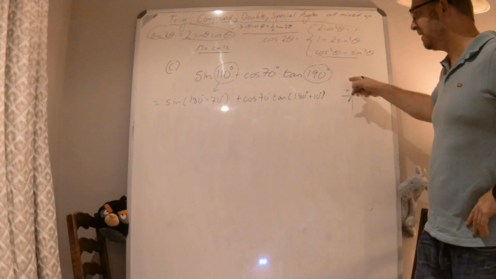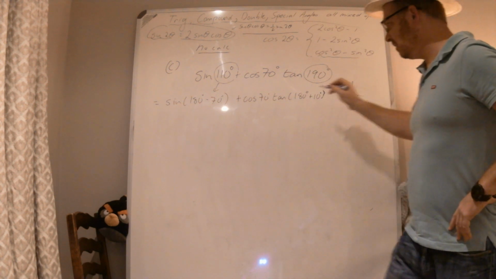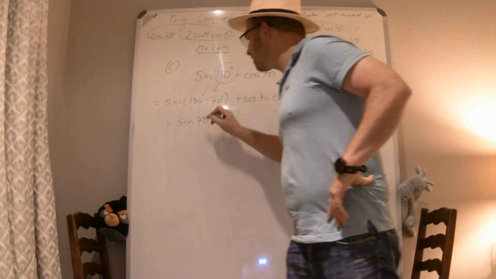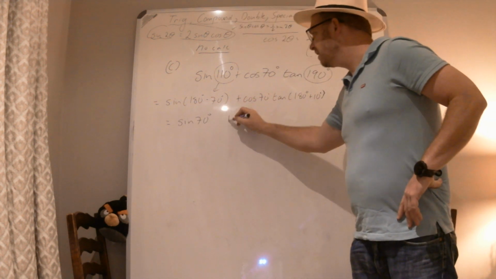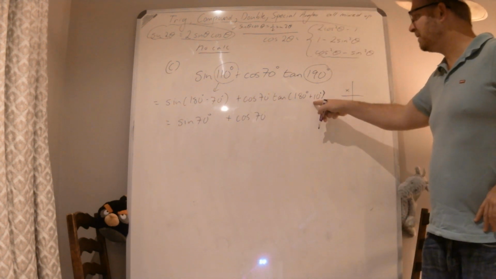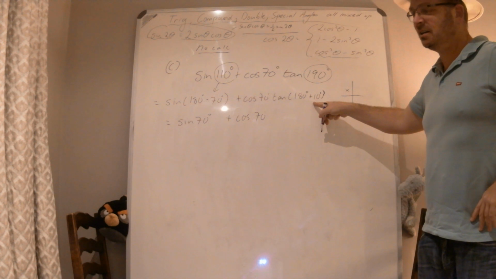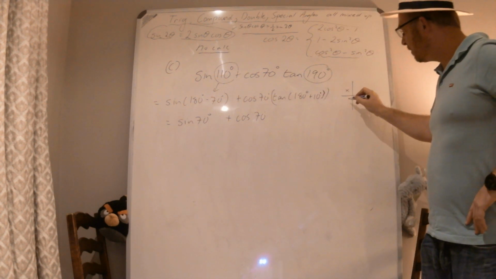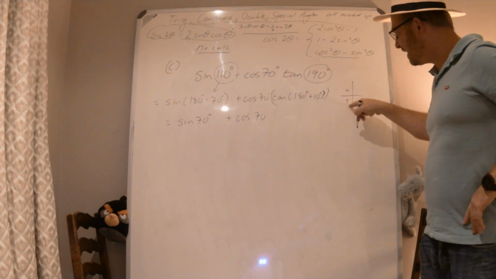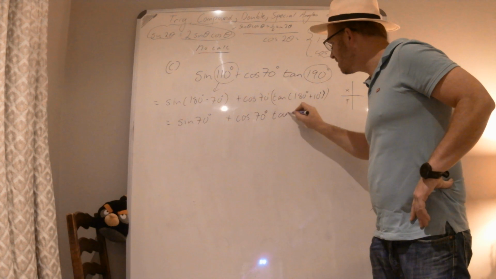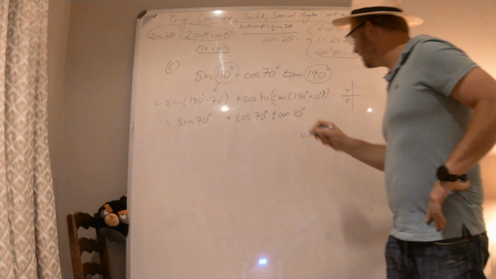And Merve, what's sine 180 minus 70? Good, sine 70. Okay, sine positive plus cos 70. And tan 180 plus 10, what did you say? Negative tan 10? No, Merve, you're being a dumbass. What's tan of 180 plus 10? It's in quadrant 3. 180 plus, tan is positive, so it's going to be positive tan 10 degrees.